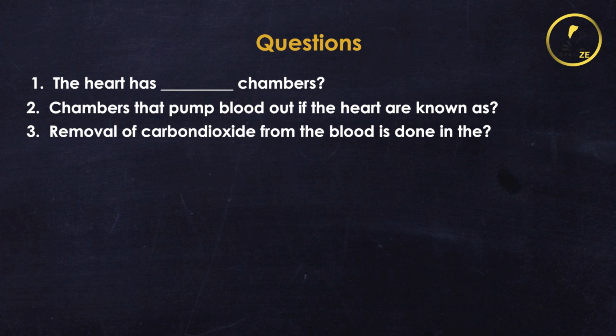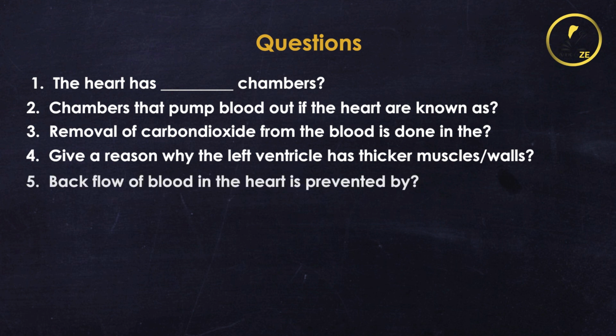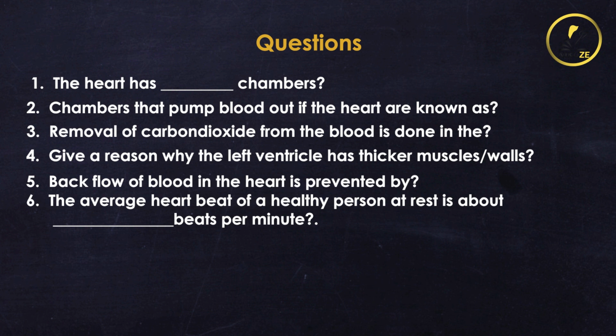Question number four: give a reason why the left ventricle has thicker muscles or walls. You can either talk of the muscles or walls compared to other chambers. Number five: backflow of blood in the heart is prevented by the dash. Number six: the average heartbeat of a healthy person at rest is about dash beats per minute.